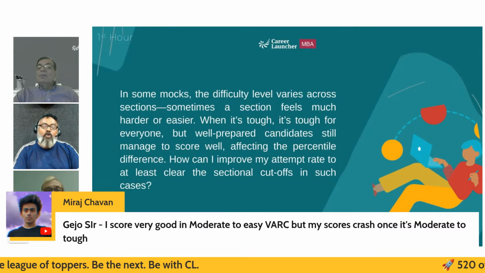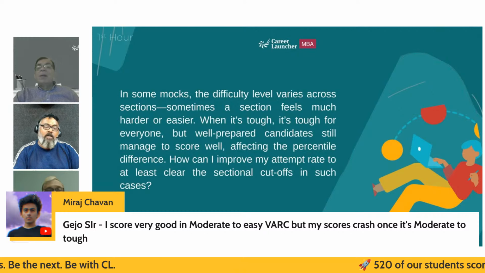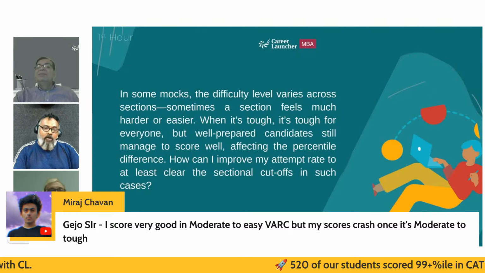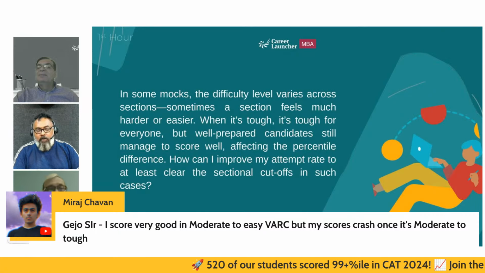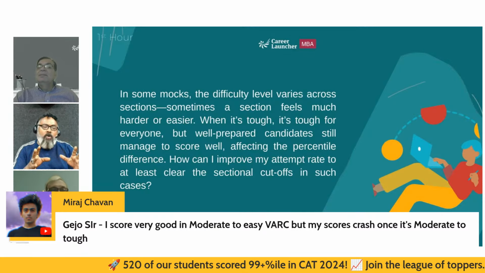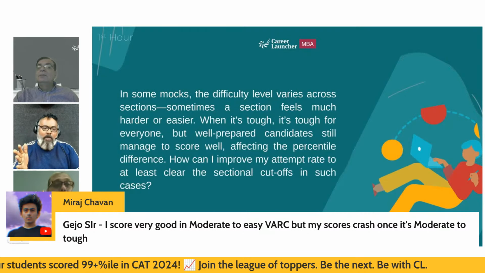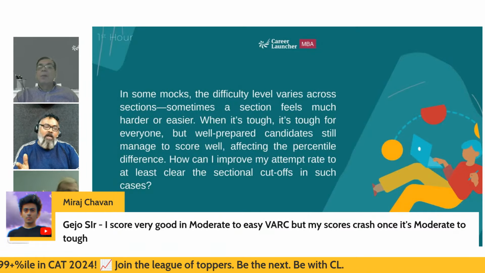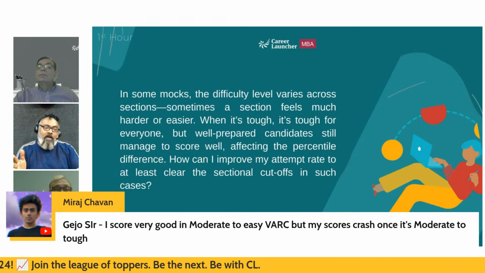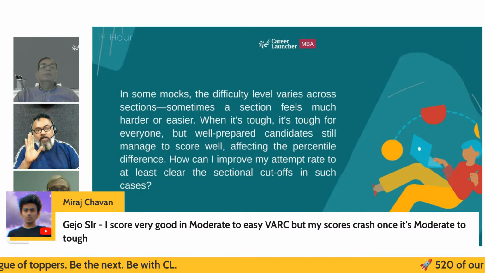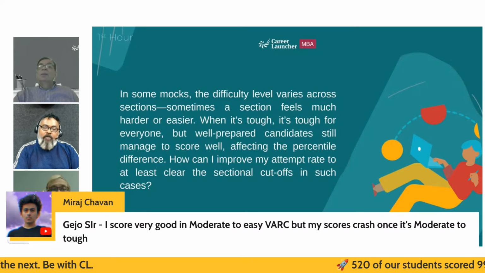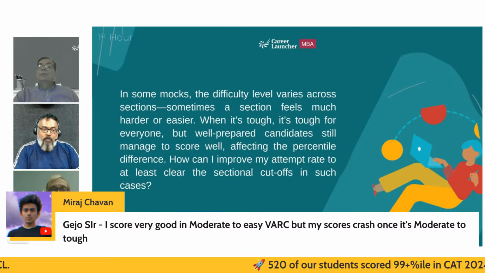So the reason why you go down is because you're fighting with those questions, right? Miraj, see this. I think in fact the entire CAT is a simple paper. You are making individual decisions on the question that you see on the screen. If it's a tough, moderate tough paper, what is happening?